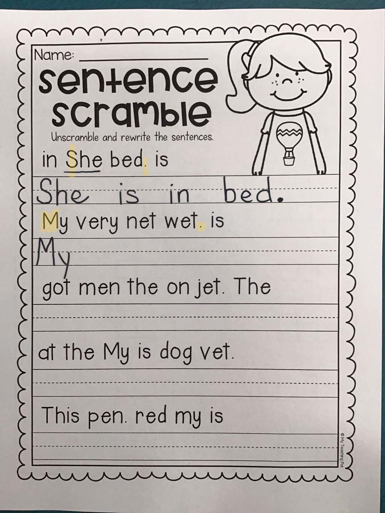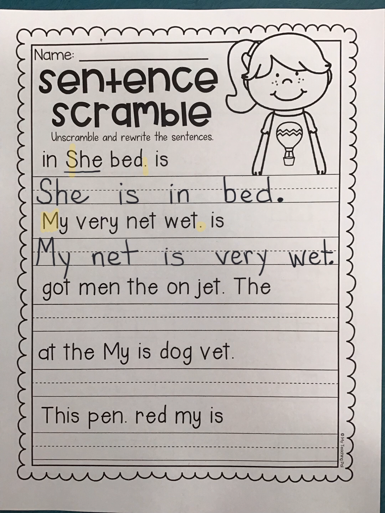My, finger space, net. Finger space, is. Finger space, very. And very is a heart word. You just have to memorize it. My net is very wet. Wet, with that period at the end. We always need a period at the end of every sentence.